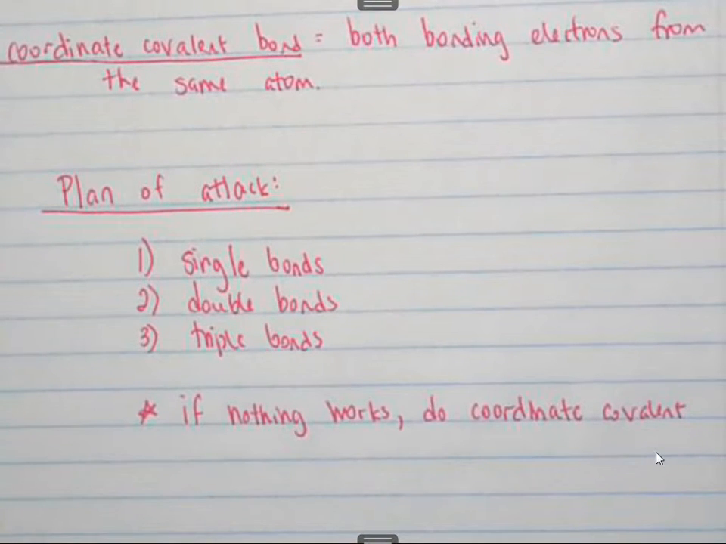So if you can't make anything happen without going over 8, if you're going to push something over the 8, which is going to make it angry and grumpy instead of a happy hippie, then coordinate covalent is kind of like my backup plan. When all else fails, we go to it.